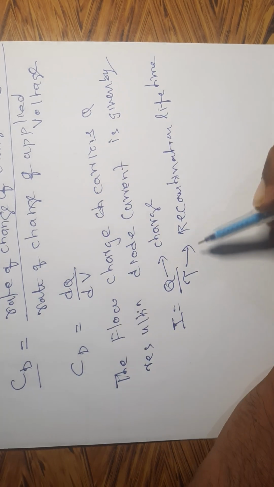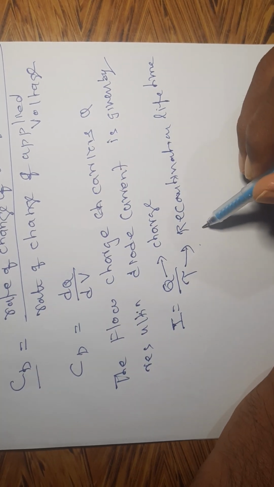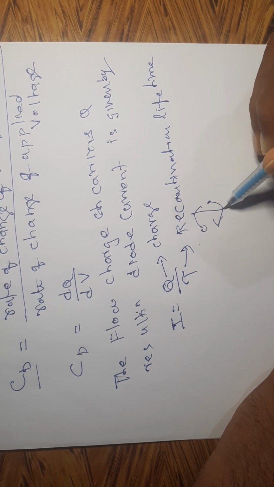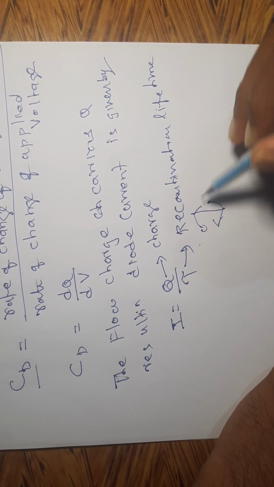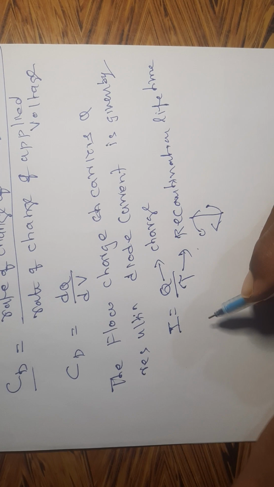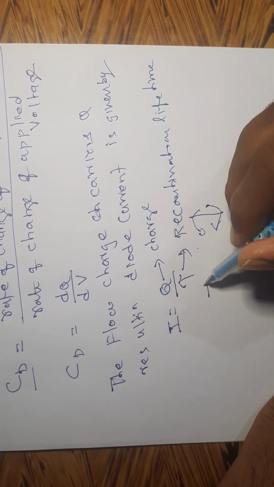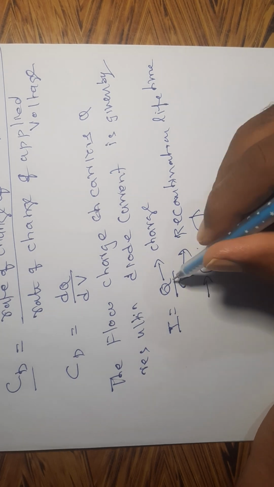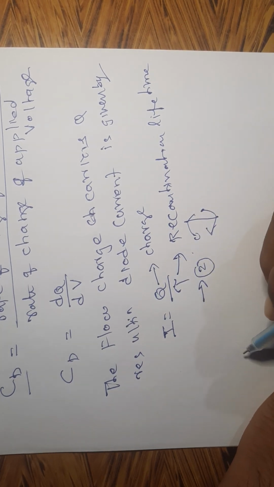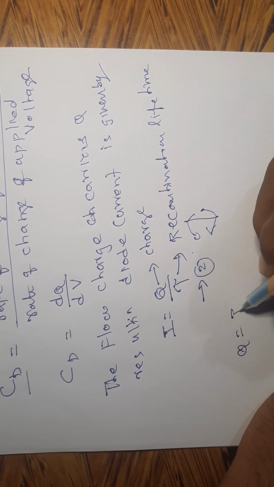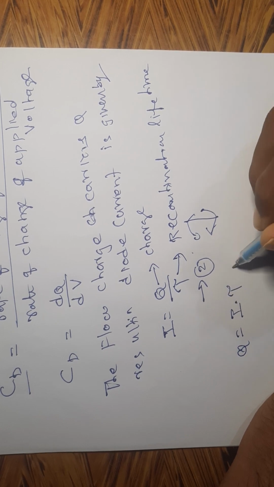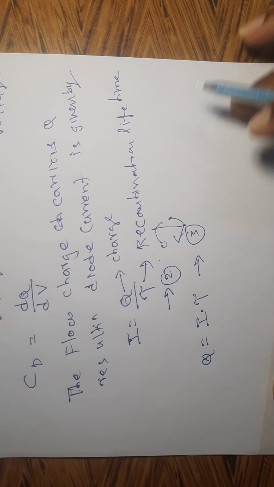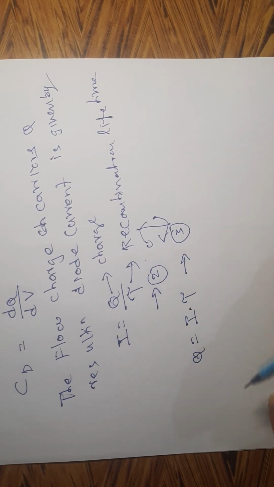So what does recombination lifetime mean? Holes are moving here, electrons are moving here, across the junction, so that is where recombination takes place; that is tau. Now this is equation 2, and this equation gives q equal to I into tau. This is equation 3.